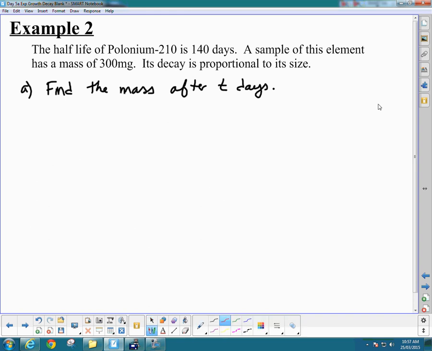Now in the last question, we had a snapshot 3 hours from now. This one, we do have a snapshot by it telling us the half-life. So we know the snapshot happens 140 days from now. And we know how big the substance is 140 days from now because it is 300 milligrams to start. So half of 300 milligrams is 150 milligrams.